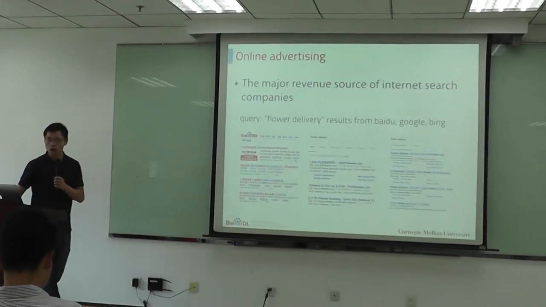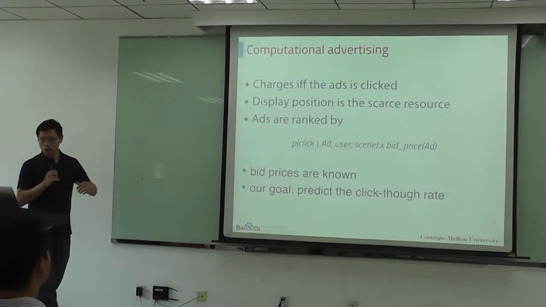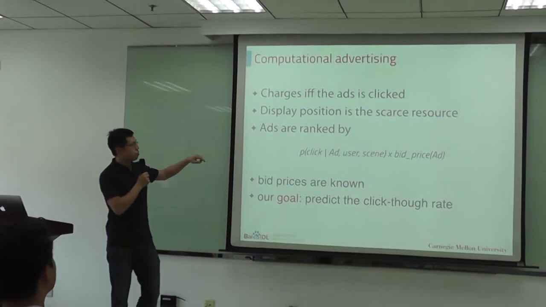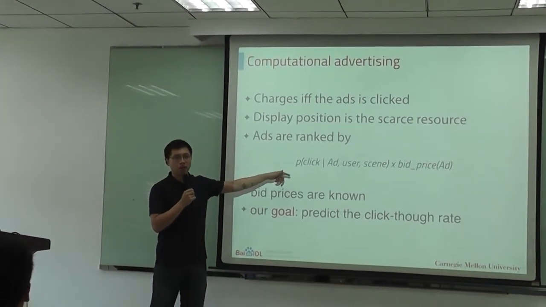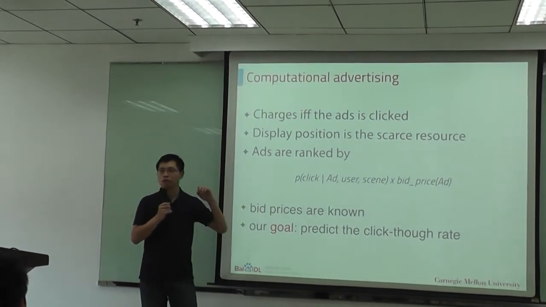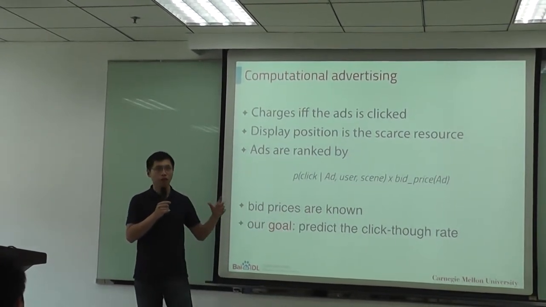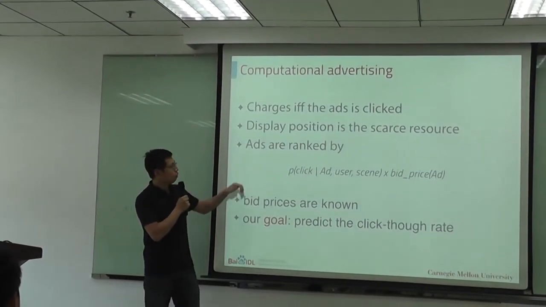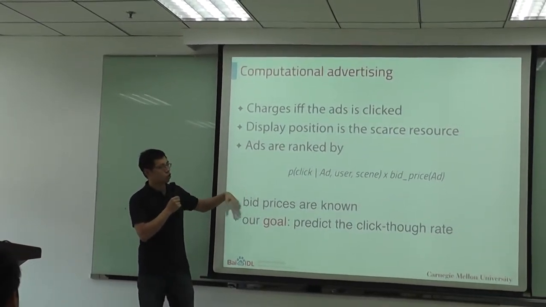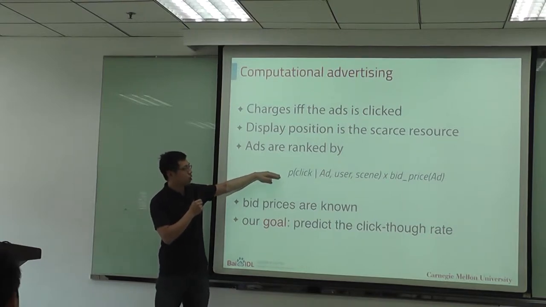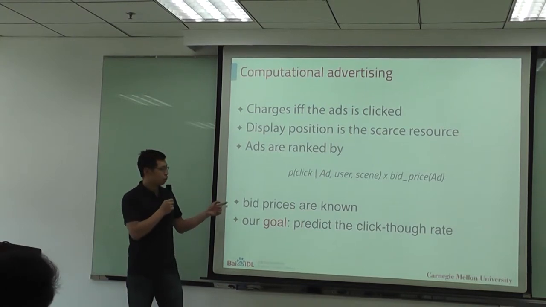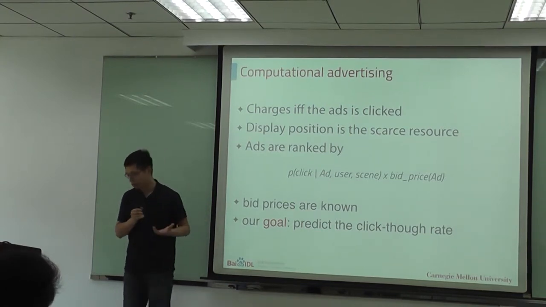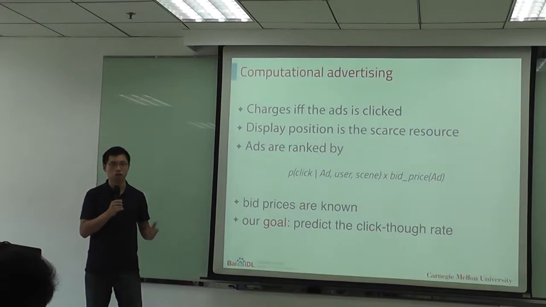So in this case, the ad is ranked by the probability that the user wants to click this ad times the bid price the advertiser wants to pay if this ad is clicked. So the search engine ranks the ad by the probability times the price. There are two terms here. The second term, the price, is not controlled by us, it's controlled by the advertisers.